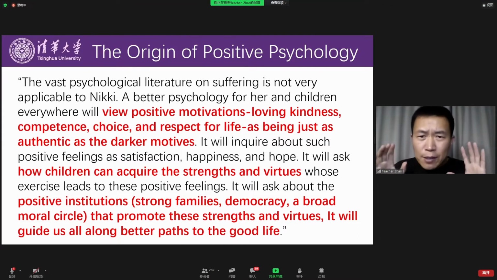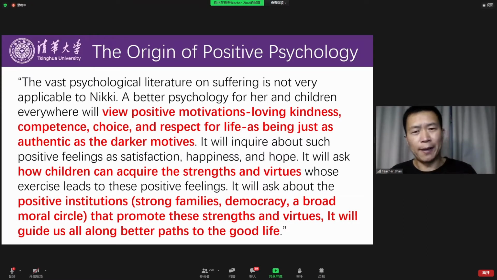So just inspired by his daughter Nikki's talk, he realized, okay, actually people have a natural born tendency to be better, and we should study the better side of the human mind so that people can fully flourish. And that is the origin of positive psychology. So he used this as the theme of his presidency.